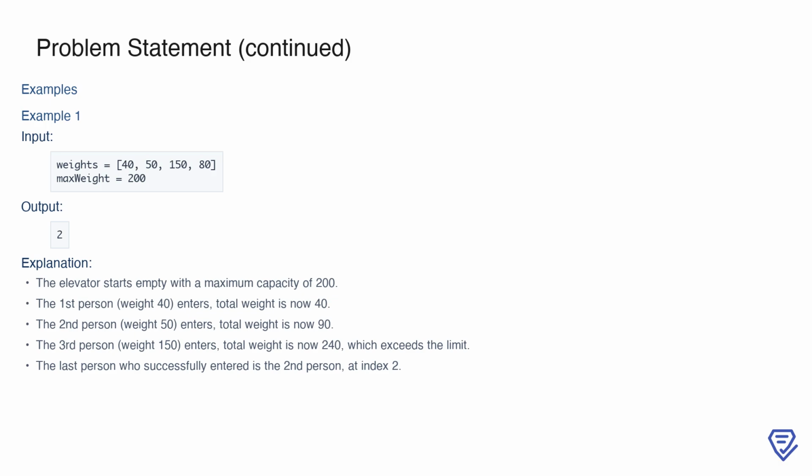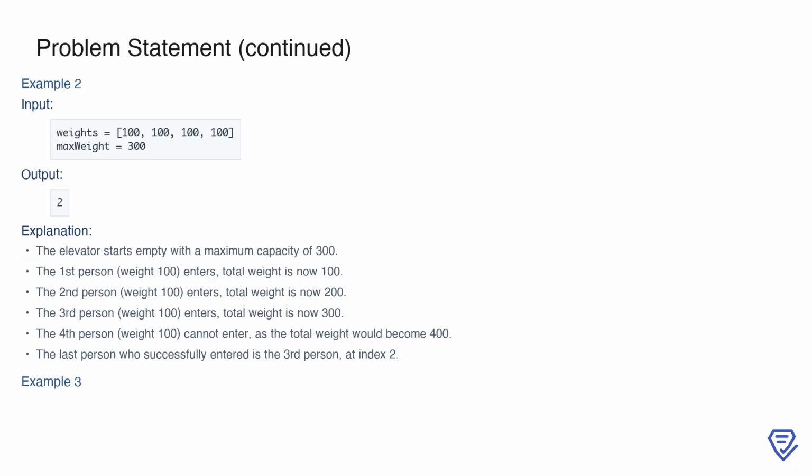However, their addition would push the total weight to 240, which exceeds the limit of 200. As a result, the process stops at this point. The last person who successfully entered the elevator is the second person, at index 2. Thus, the output is 2.